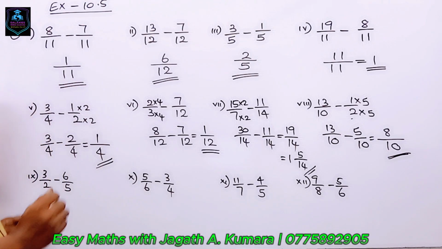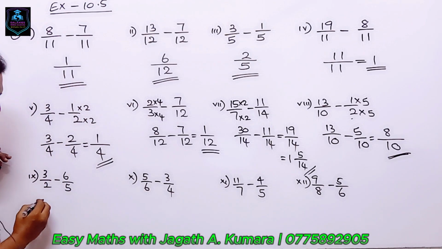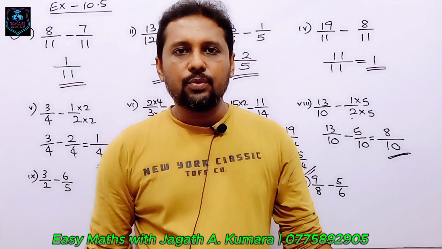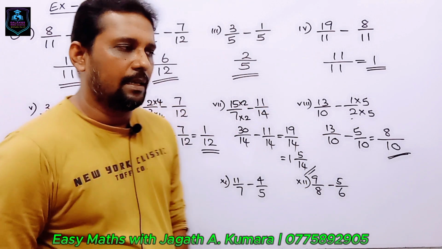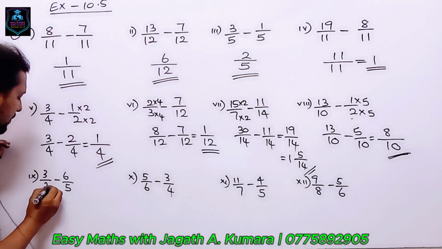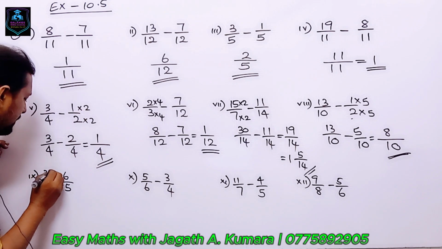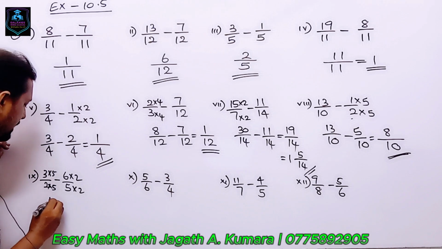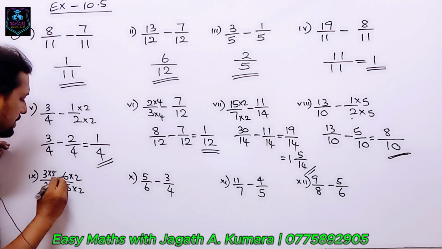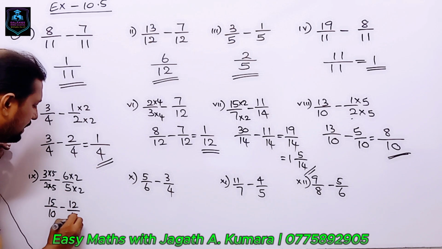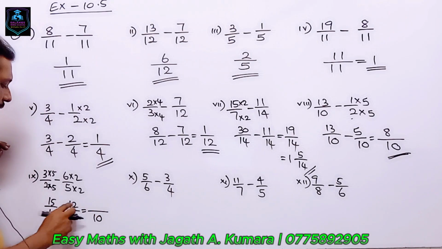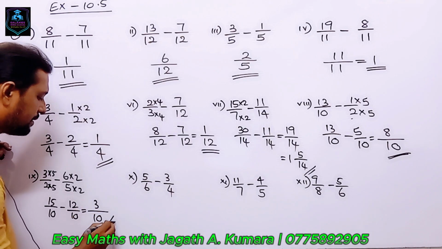Then let's go to the next one. 3 over 2 and 6 over 5. Denominators are unequal, so find the LCM of 2 and 5. The LCM is 10. So the first fraction you have to multiply by 5. The second fraction, multiply by 2. 15 over 10 minus 12 over 10. Denominators equal, so the answer denominator is 10. 15 minus 12, 3. 3 over 10.